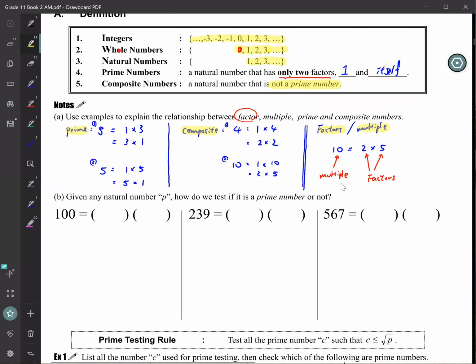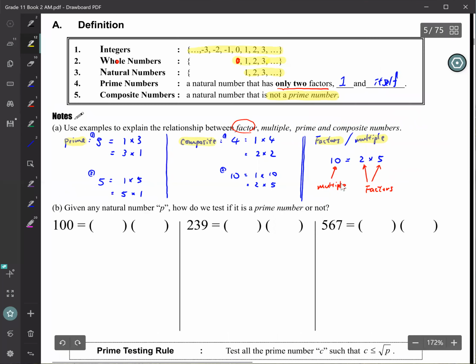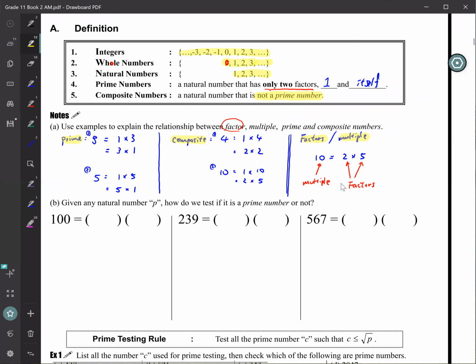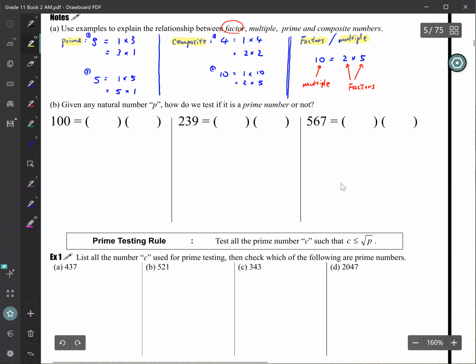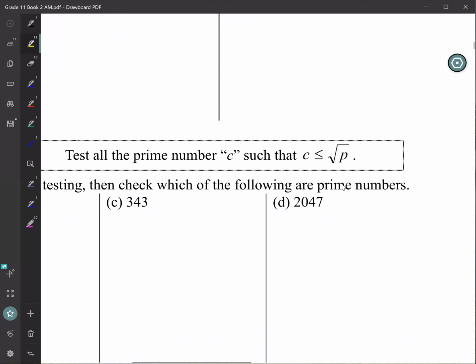Okay, so when the number is small, like 3, like 5, we can tell whether it's a prime or not very easily, we can just see it, because it's in the times table. But when the number gets bigger, like 239, 567, how do we know if it's a prime or not? So there's a prime testing rule. We'll go over where that rule comes from, and then we can use it to check like 2047. Is that a composite or prime?